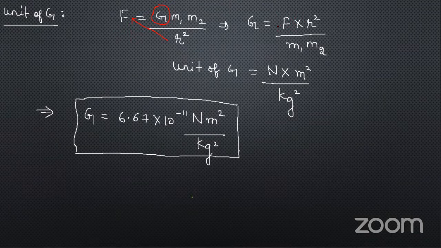The unit of force is Newton. R is basically distance, so the SI unit of distance is meter, and R square gives meter square. The SI unit of mass is kg, so kg into kg means kg square. So the unit of G is Newton meter square per kg square. This is the unit of that constant, which means if you need to completely describe G, this is how you do it: 6.67 into 10 to the power minus 11 Newton meter square per kg square.